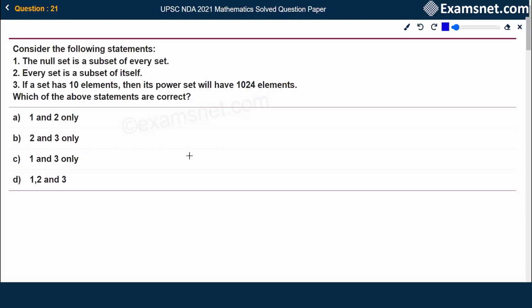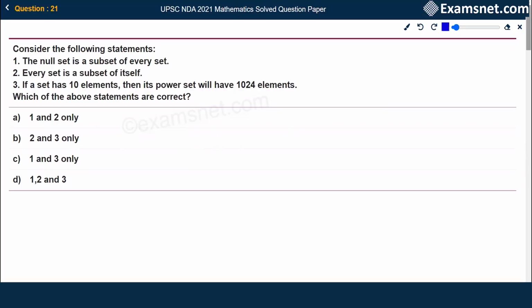In question number 21, it is given: consider the following statements. First, the null set is a subset of every set. Second, every set is a subset of itself. Third, if a set has 10 elements, then its power set will have 124 elements. Which of the above statements are correct?